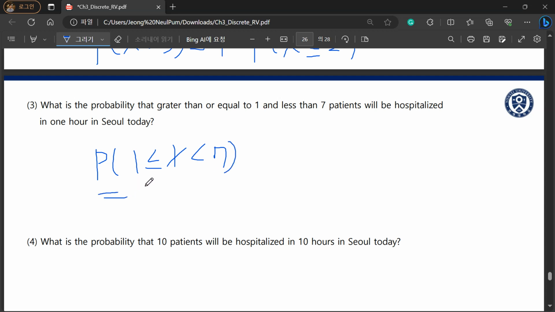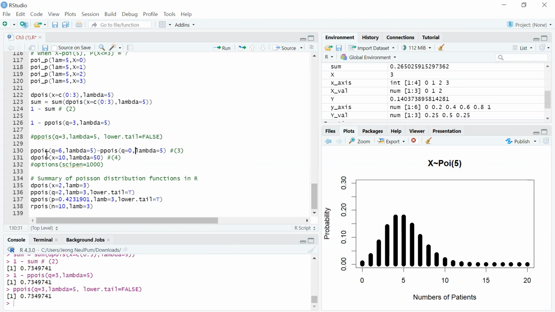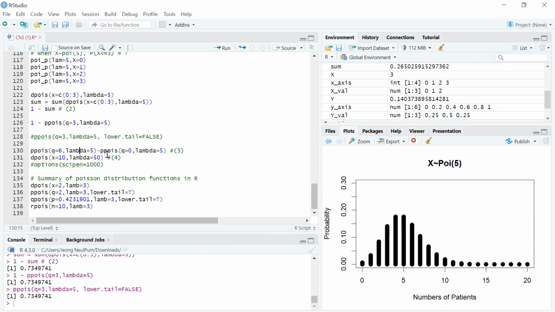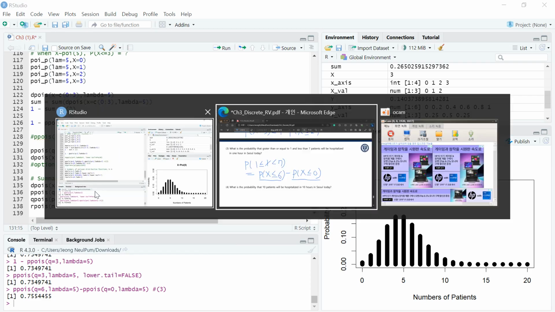And it is also the same as the probability that x is less than or equal to 6 minus the probability when x is greater than or equal to 0. So this is why I use this formula here. With the argument lambda as 5, I use the ppois function here and deduct the result from 1. So this is the answer to number 3 here.